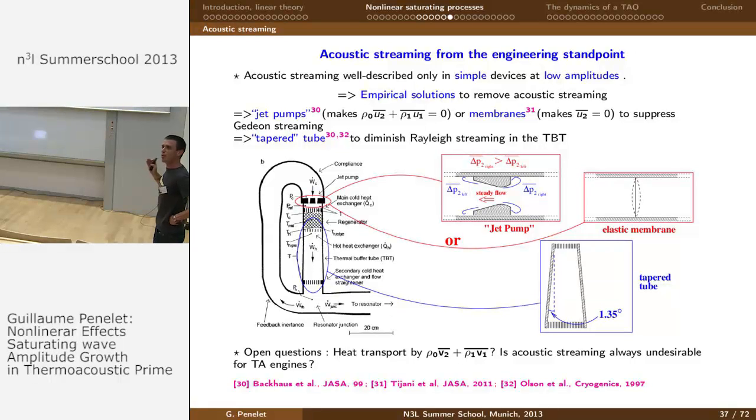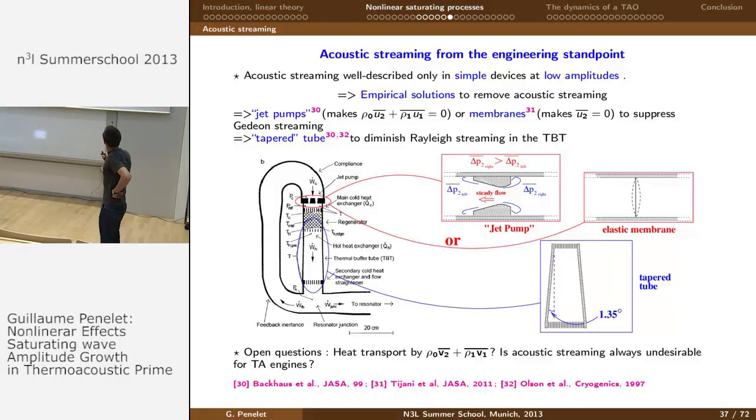So from the engineering standpoint, we do not know much about prediction of acoustic streaming, but we know that it impacts the thermoacoustic amplification. So we need to find some solution. What we can do is, for instance, to suppress the so-called Gedeon streaming that goes like this in the loop. We can use, for instance, a membrane which is transparent to acoustics but not to the mean flow.